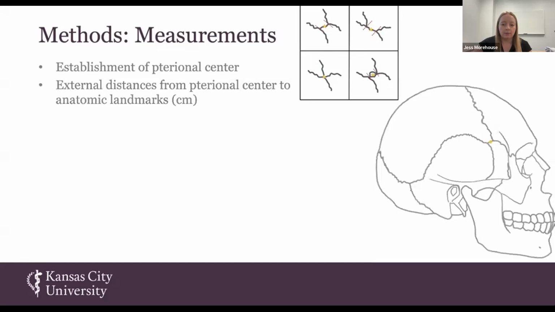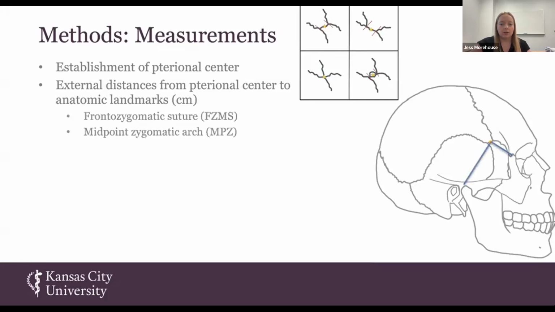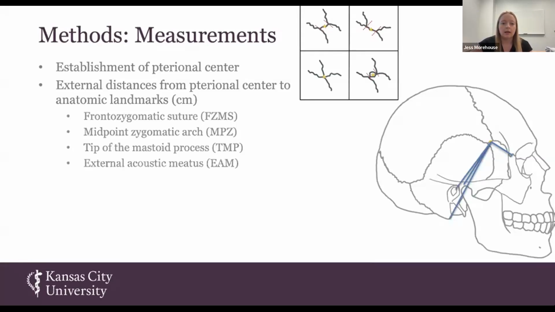When it came to the actual measurements for the study, we collected distances in centimeters from the center of each pterion to the frontozygomatic suture and the midpoint of the zygomatic arch. Those are the two that have the main characterizations and distances that a lot of surgeons use. But we also added the distal-most aspect, or the tip, of the mastoid process, the anterior border of the external acoustic meatus, the bregma, and the inion.